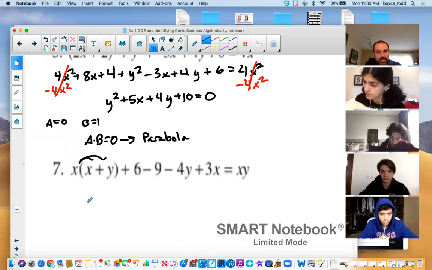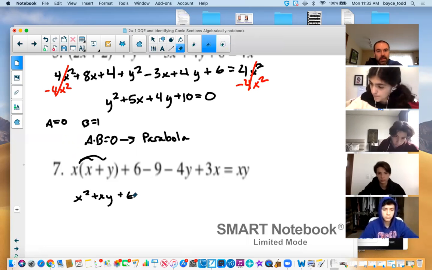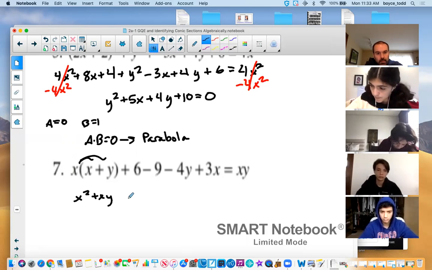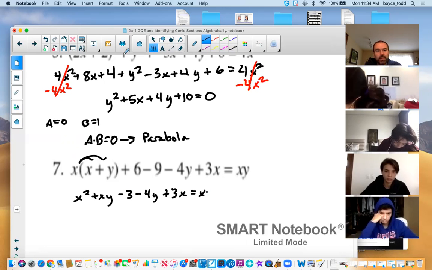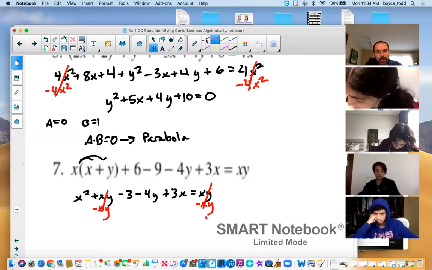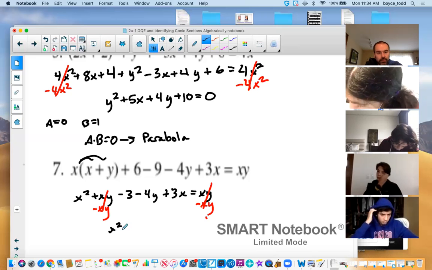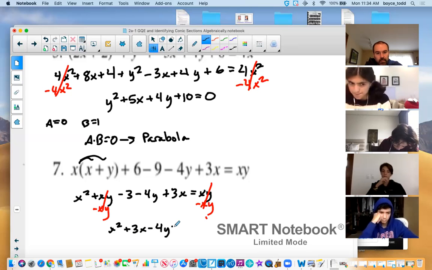So this one, I multiply this out. I get x squared plus xy plus, well, 6 minus 9 is just negative 3. We can go ahead and combine that already, right? So this is negative 3, minus 4y plus 3x equals xy, right? So the xy, we're just going to subtract. And since you subtract it from both sides, it just goes away. And so what you're left with is x squared, and now I'm going to write it in order, plus 3x minus 4y minus 3 equals 0. Right, so now it's in general quadratic form.